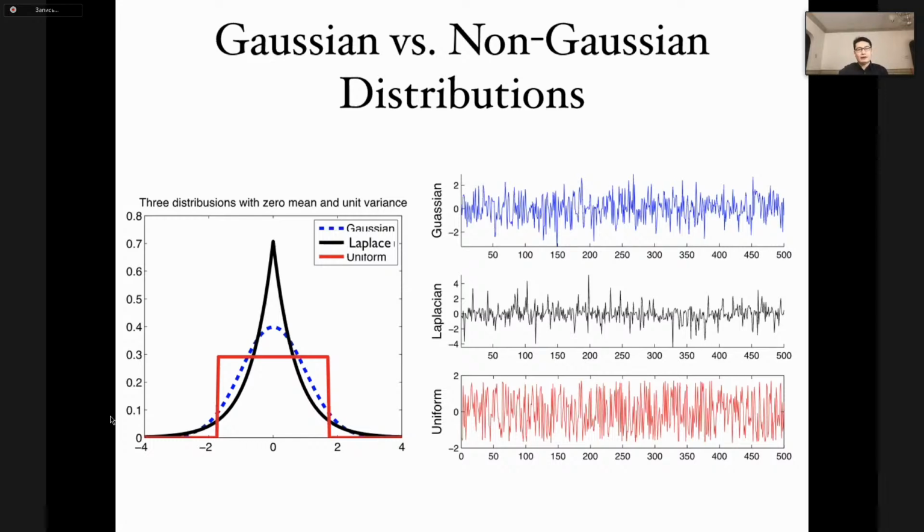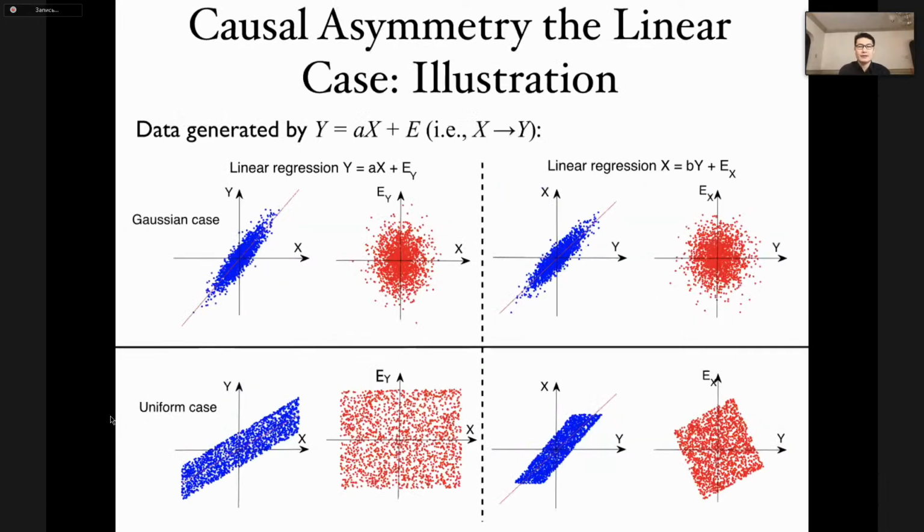Okay, now let's try to go from correlation to asymmetry between two variables in the linear case. First of all, let me generate the data this way. I first generate x, and then I generate y from x by making use of this process. Y is a coefficient times x plus independent noise e. In other words, according to this process, x causes y, right? The first row shows the Gaussian case, where x and e are both Gaussian, and finally, x and y are jointly Gaussian. So this is the scatter plot.